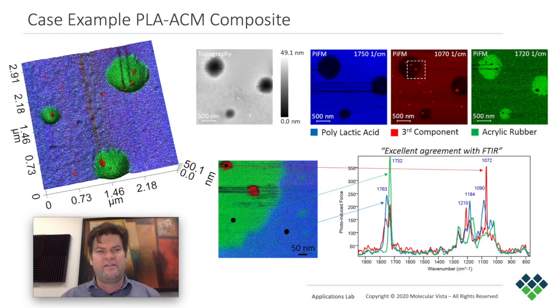Another nice case example here is where we're looking at a polylactic acid acrylic rubber composite. And we have another video that goes into this in more detail and discusses the actual imaging done with the microscope. But here again, just to point out those high resolution capabilities of the PiFM. If we zoom into one of these little nodules we see in the topography, they are not related to the polylactic acid that we see at 1750. It's not related to the acrylic rubber we see at 1720. It is just these small individual components that are unique.